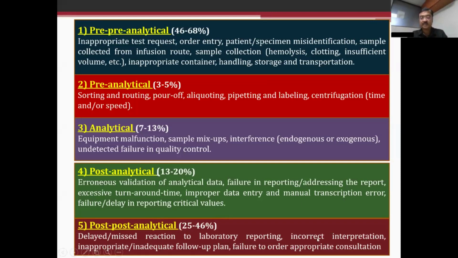Then post-analytical error mostly occurs when there is a lack of communication between clinicians and you cannot interpret your reports properly to the clinicians. That is a long story that will come in the next classes, in the next few weeks, so I'm not going into it here. Now I'm coming to the next one.